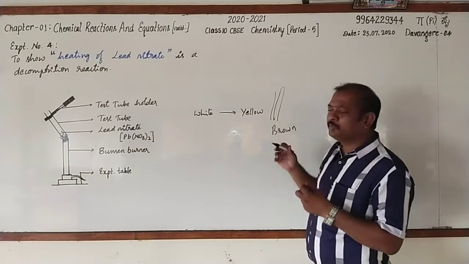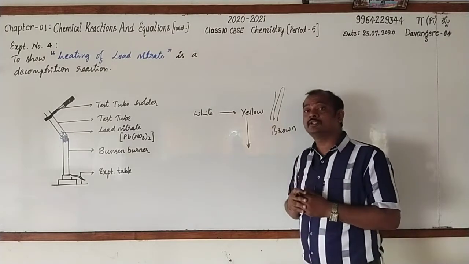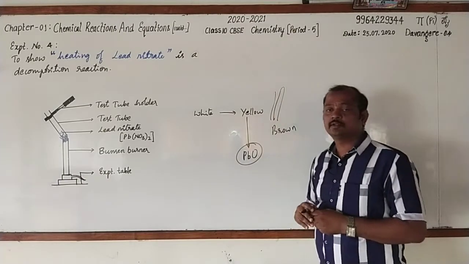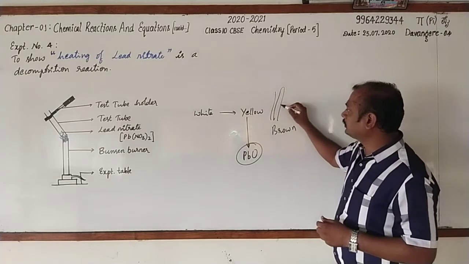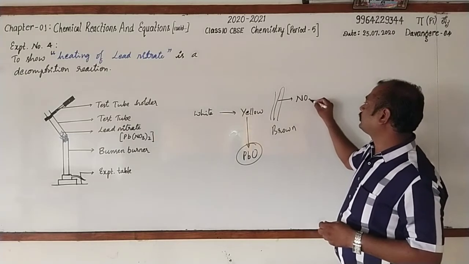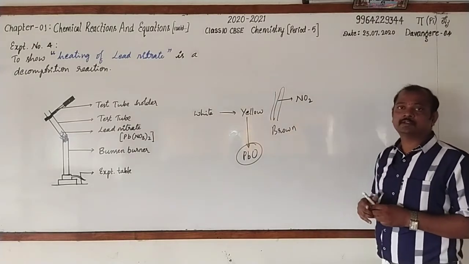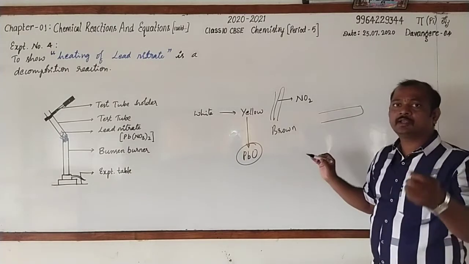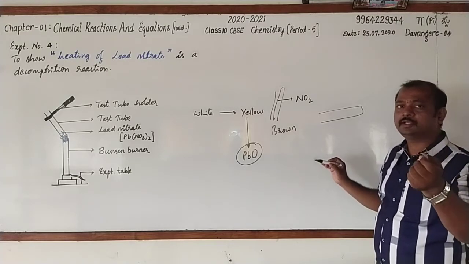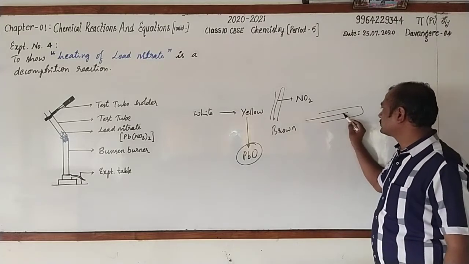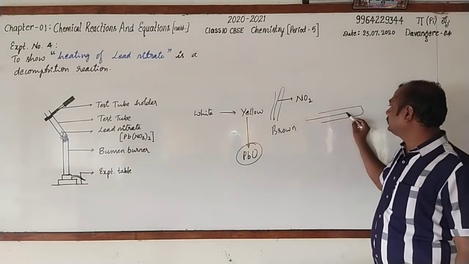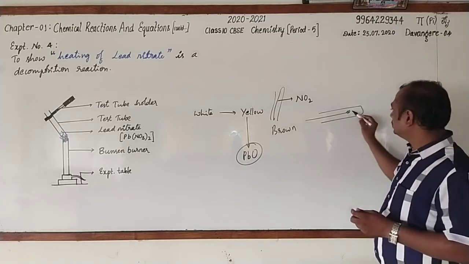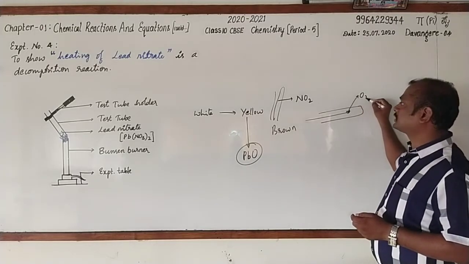Clear? Then you may be thinking, what is that yellow color residue? It is lead oxide, PbO, and the brown color fumes are nitrogen dioxide fumes. Then after that, you take a lighted incense stick and introduce it into the test tube. Then it will start burning brightly. It is due to the presence of oxygen.